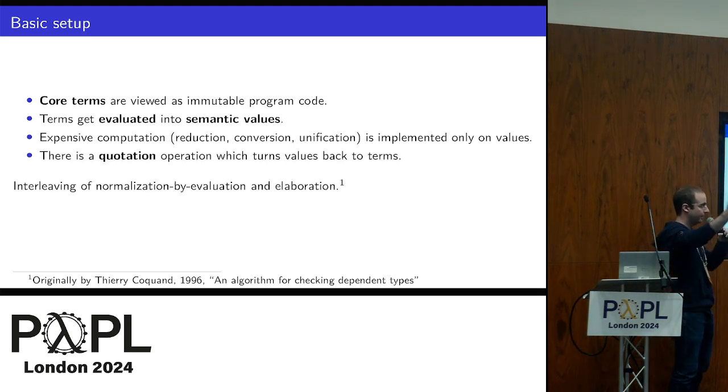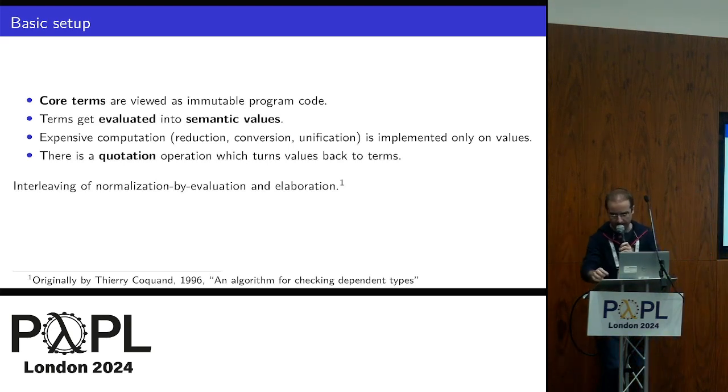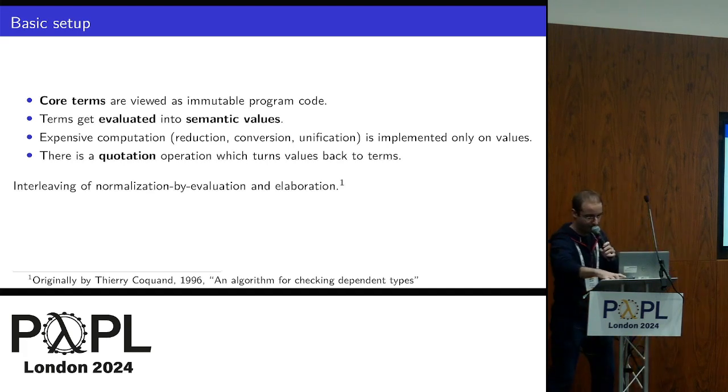So in the end, the elaboration has to produce something which is a core term. So then we have to grab a bunch of values and convert them back to terms to be able to fill some holes in core terms. So this is kind of an interleaving of normalization by evaluation and elaboration, and I think this originates from theory Coq.